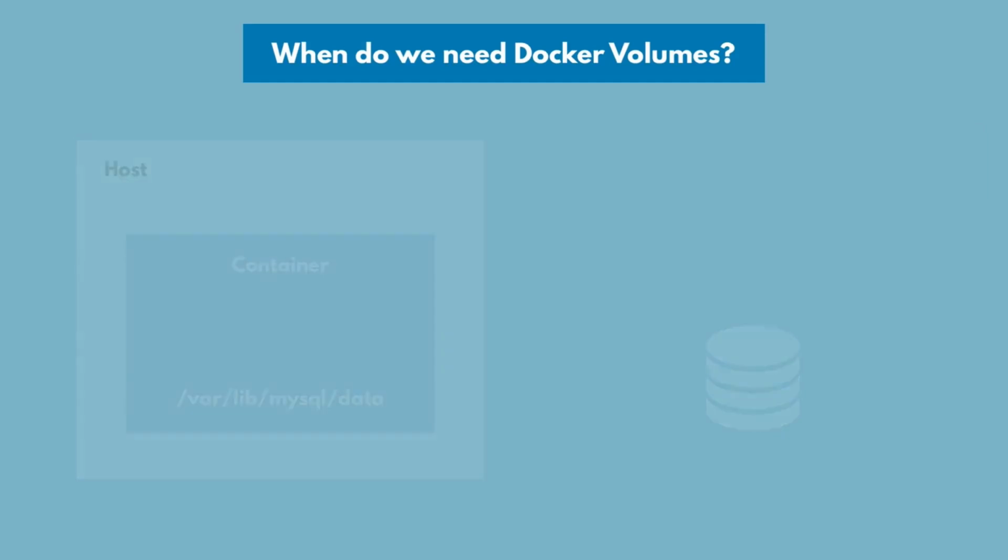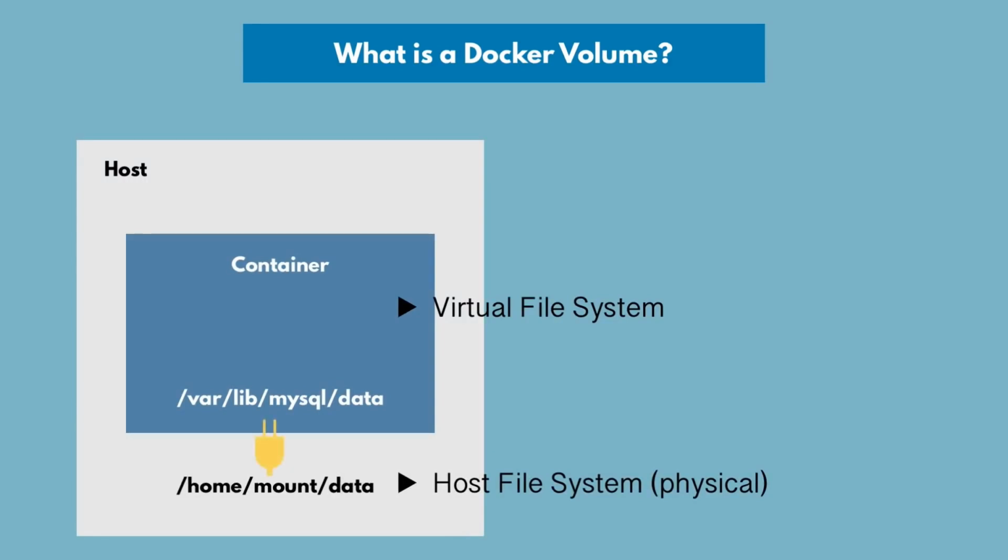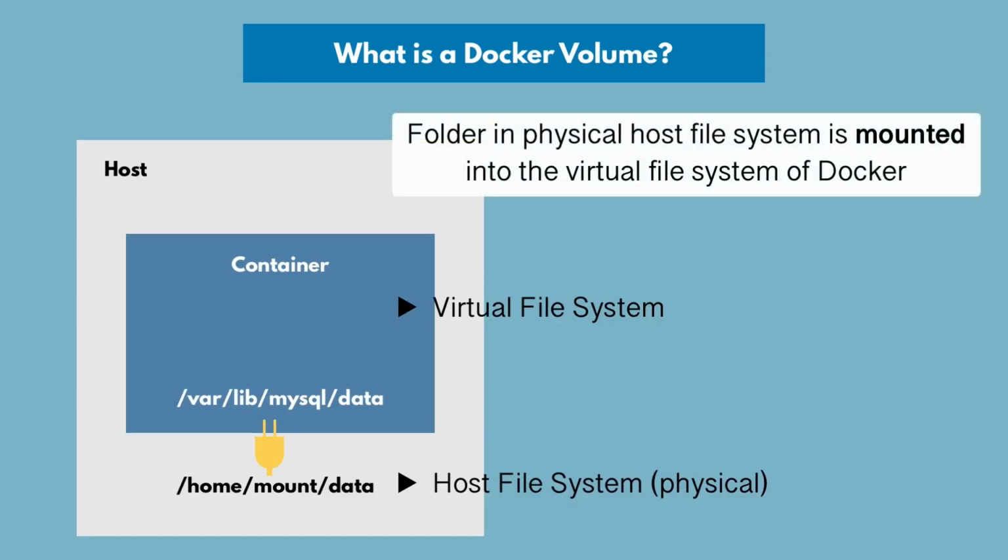So what are the Docker volumes exactly? On a host, we have a physical file system, right? And the way volumes work is that we plug the physical file system path, it could be a folder, a directory, and we plug it into the container's file system path. So in simple terms, a directory, a folder on a host file system is mounted into a directory or folder in the virtual file system of Docker.